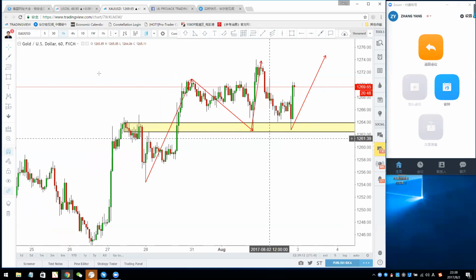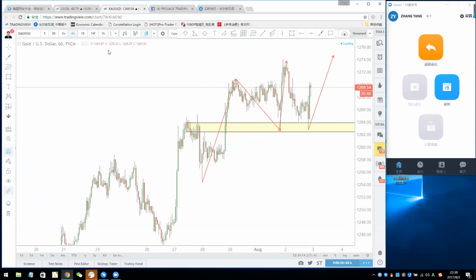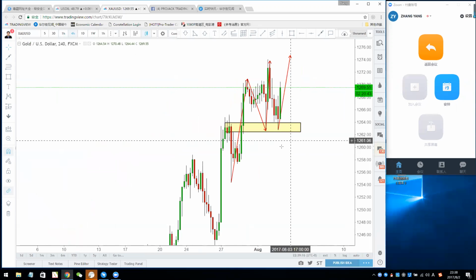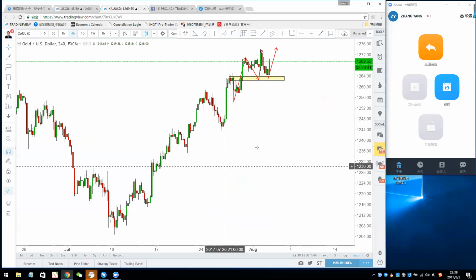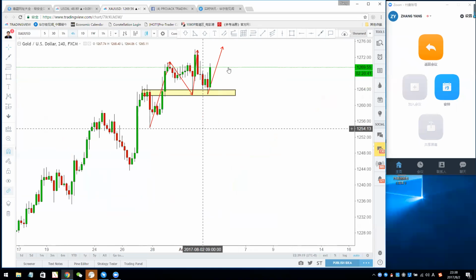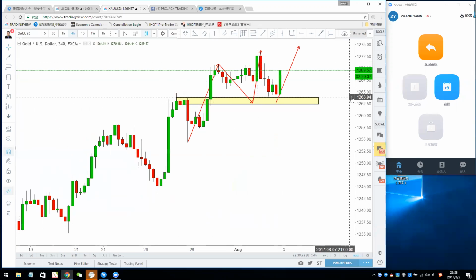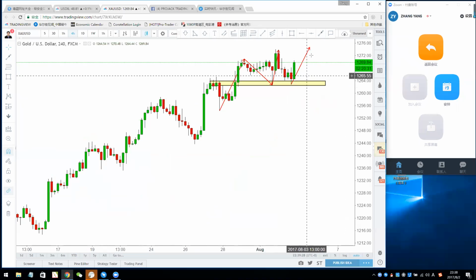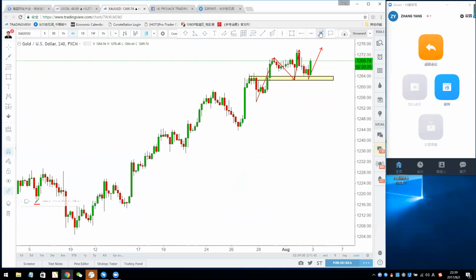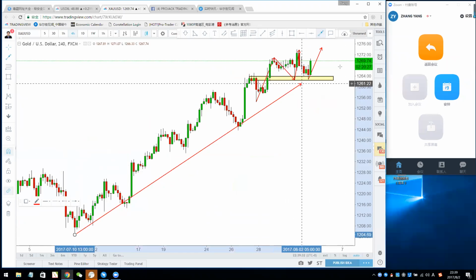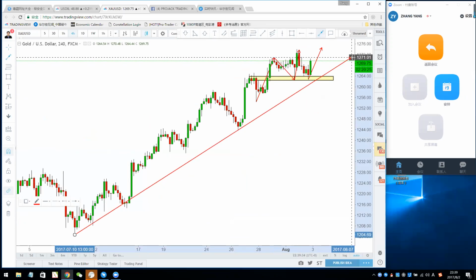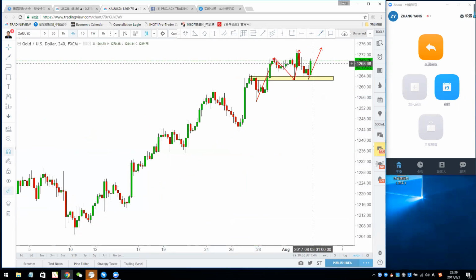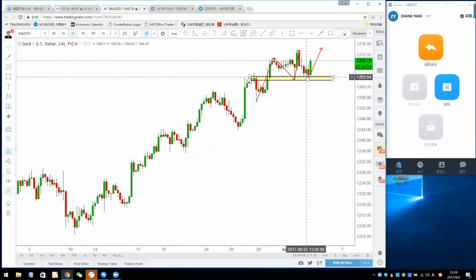Still in an uptrend channel, yes, you're right. In the 4-hour chart, still in an upside move. It's a beautiful breakout and pullback. Now the gold has very strong support from 1262 to 1264, so it may go up again. It's still in the upside channel, so you can still buy the low, buy the pullback.